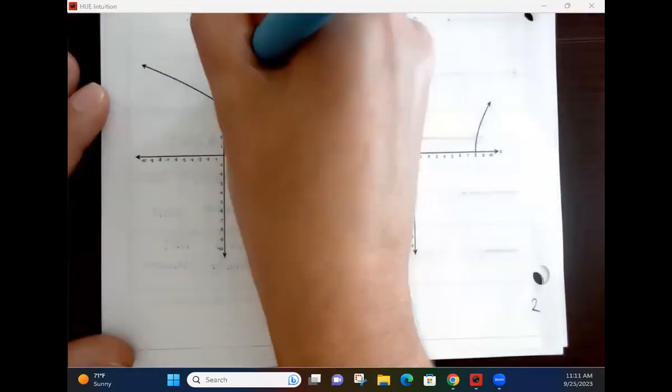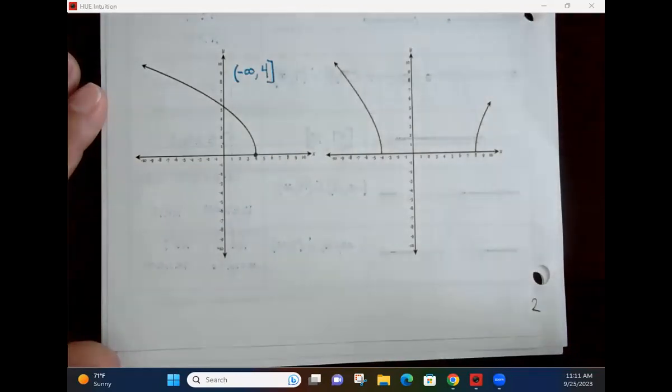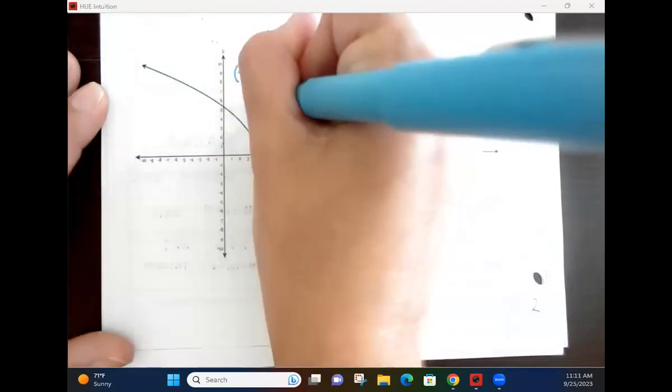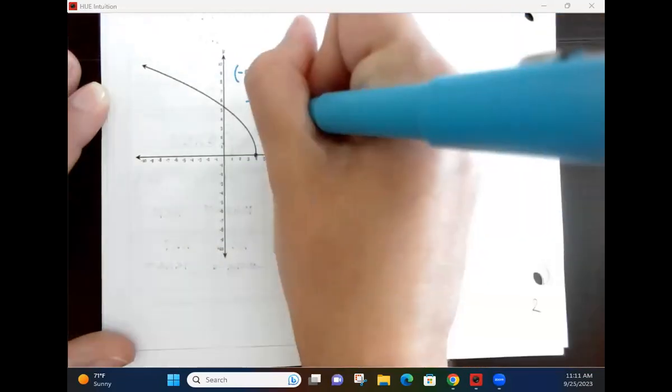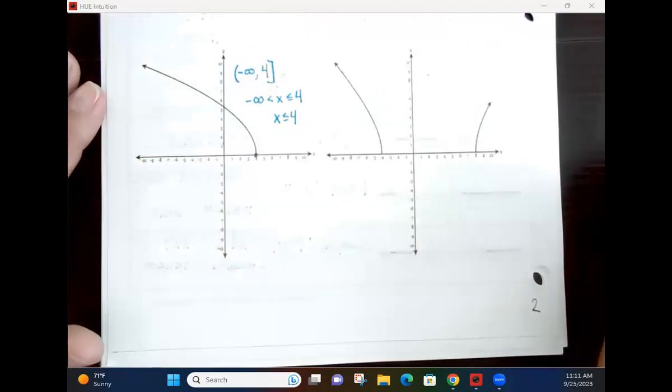So we'd be looking at negative infinity to 4, including 4. I want a bracket at 4. In inequality notation, you could have negative infinity is less than x is less than or equal to 4, or just x is less than or equal to 4. Those mean the same thing.